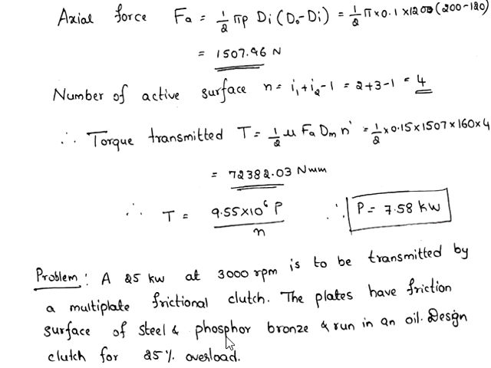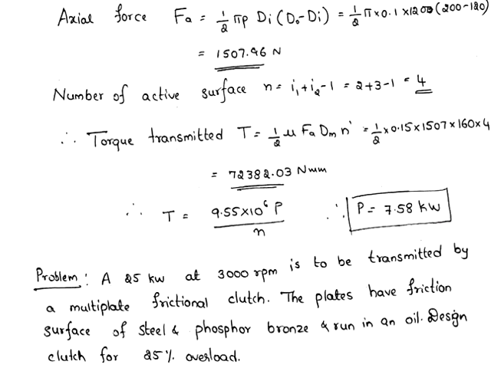And one extra thing here is design the clutch for 25% overload. This 25% overload means that while using this torque equation or power equation, you have to multiply the power value by 1.25. So here the power to be transmitted is 25 kilowatt, but we have to design for 25% overload. So the actual power value to be transmitted will be 25 into 1.25. That will be the power value that you have to substitute in this P equation. So here P is equal to 25 into 1.25 because of this 25% overload.